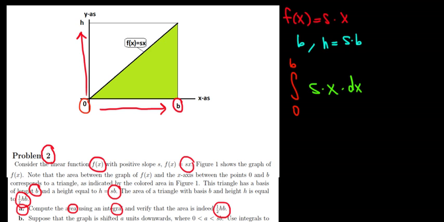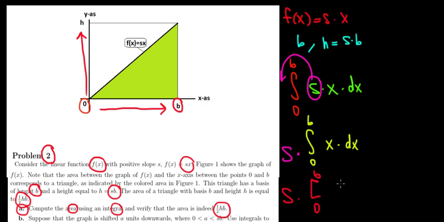What do we know about s? S is the slope. S is a constant. So we can take it outside, and we will have s multiplied with the definite integral between 0 and b of x times dx. Now, what is the integral of x times dx? Well, that's the power rule of integral. That's going to be x to the power of 1 plus 1, which is 2, divided by 2.